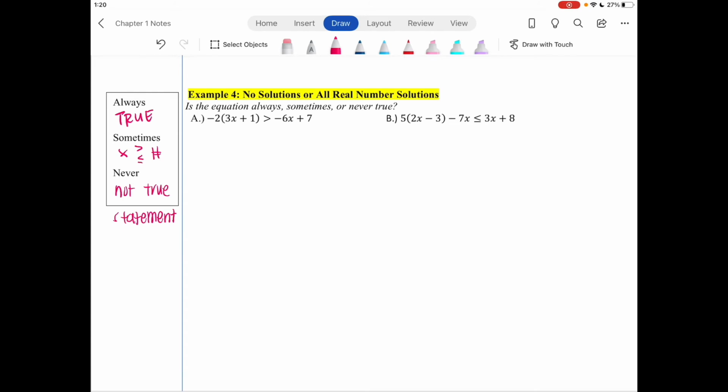Now let's take a look to see what this looks like. In our first example, we're going to distribute this negative 2 to the parentheses. We're going to get negative 6x minus 2 is greater than negative 6x plus 7. We'll try to move our x's to the same side, so we're going to add 6x on the left to cancel it out, and we'll add 6x on the right.